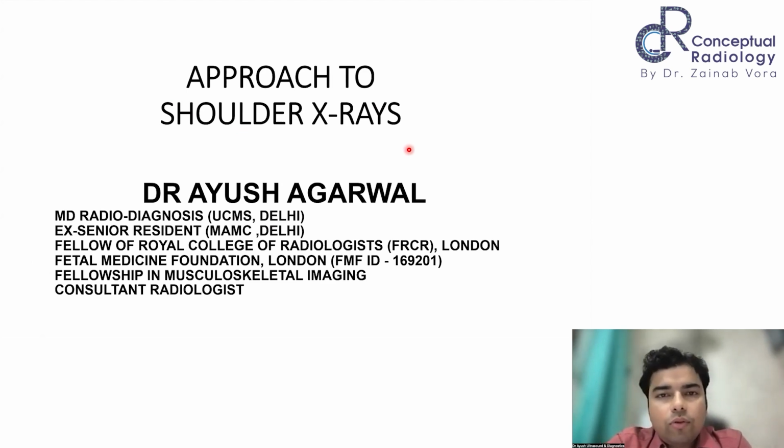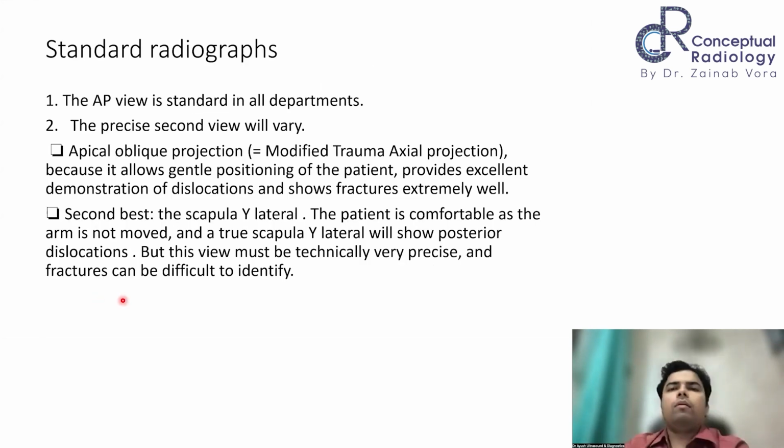Today's lecture is on approach to shoulder X-rays. I will be focusing on the way we are supposed to approach the shoulder X-rays so that we are able to identify the pathology as well. Basically, we have standard radiographs for shoulder. The AP view is standard in all the departments. The second view depends from department to department.